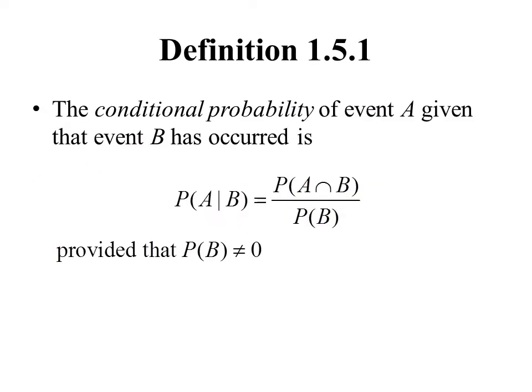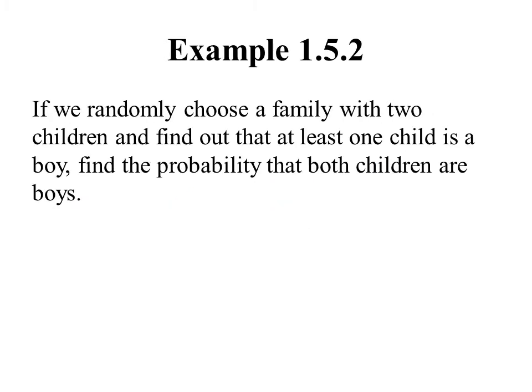Okay. Now, a little more formal definition of this is given here. The conditional probability of A given B, we can calculate this as the probability of A and B divided by the probability of B, provided that the probability of B does not equal 0. Okay? So calculating conditional probabilities is usually fairly simple. We just have to calculate the probability of the intersection, divide it by the probability of B, and we're all done. And so let's do a simple example here to illustrate how we can do this.